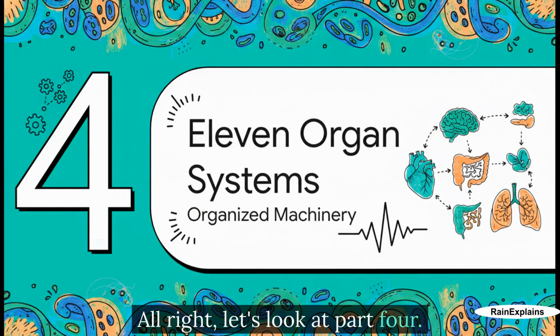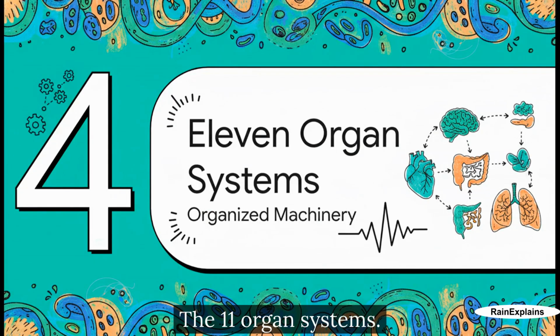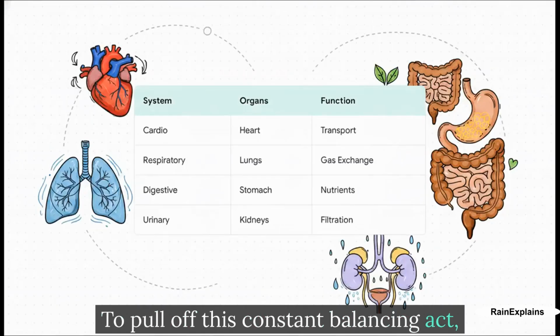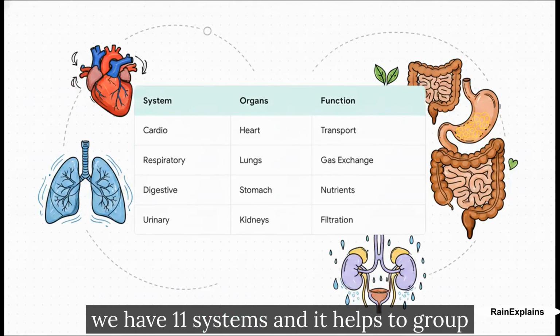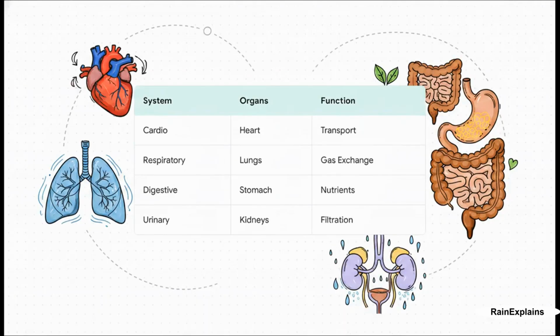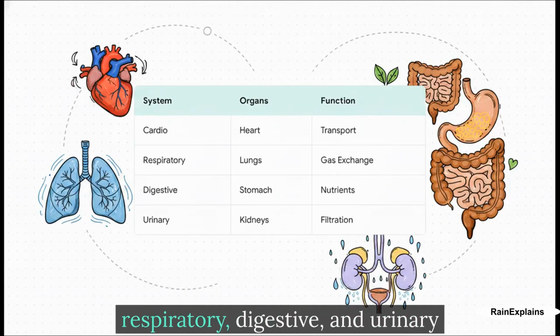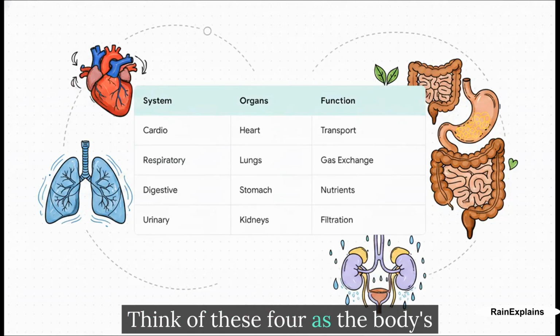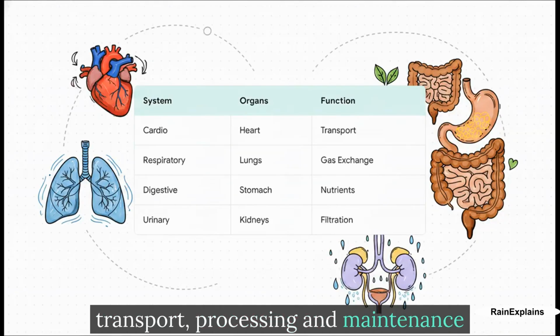All right, let's look at part 4, the 11 organ systems. To pull off this constant balancing act, we have 11 systems, and it helps to group them by their day jobs. First up, we've got the cardiovascular, respiratory, digestive, and urinary systems. Think of these 4 as the body's transport, processing, and maintenance crew.